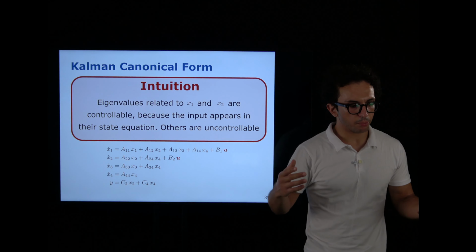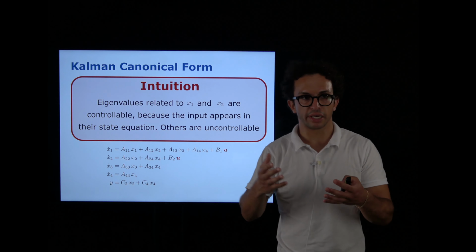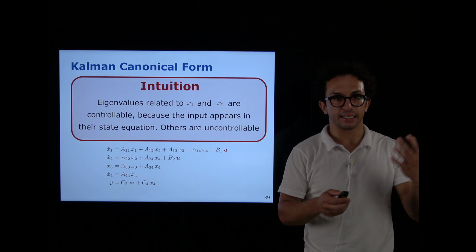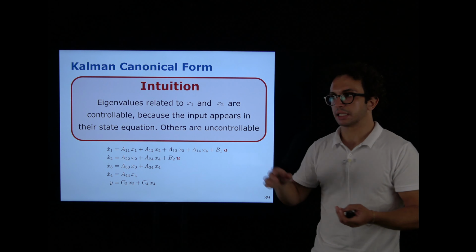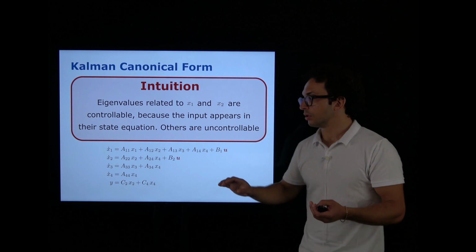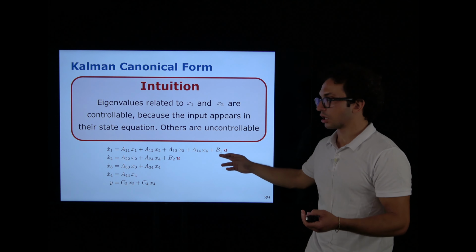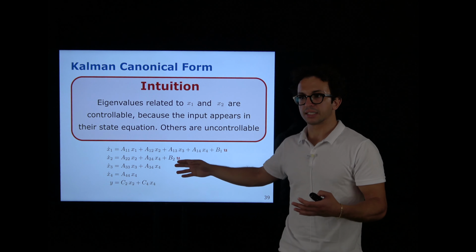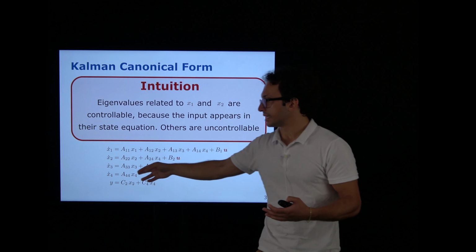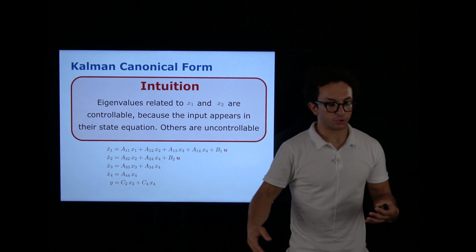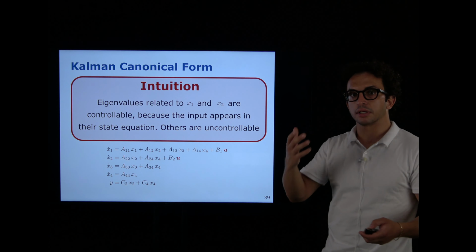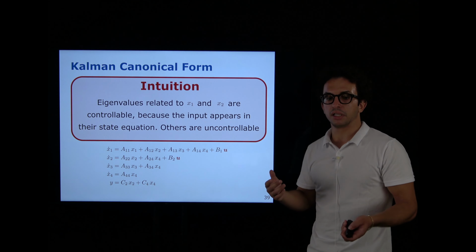In fact, if you remember the matrix B, the control matrix, the one that relates the state and the input, matrix B was something like B1, B2, 0, 0. This means that the eigenvalues related to these two state variables are controllable, and the eigenvalues related to the other two state variables are not controllable. Similar intuition for the observability.